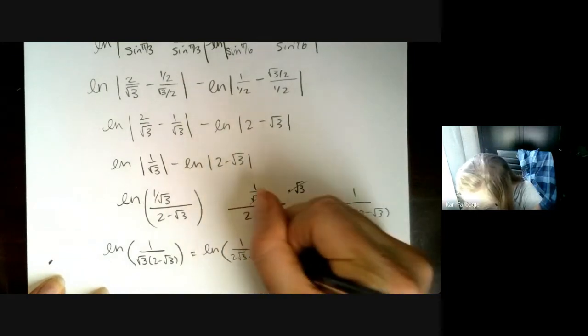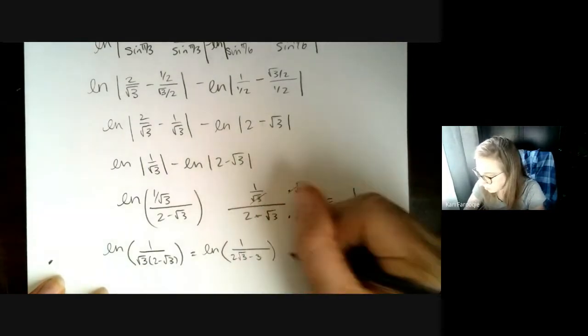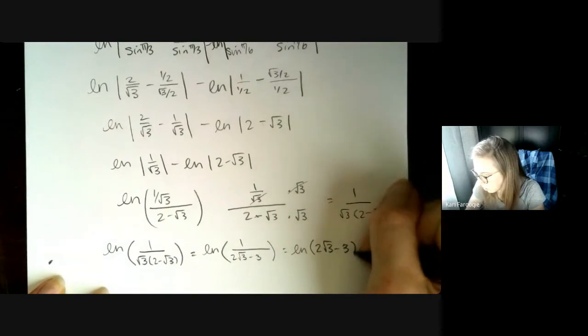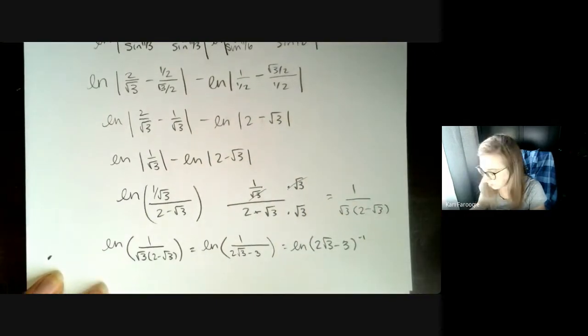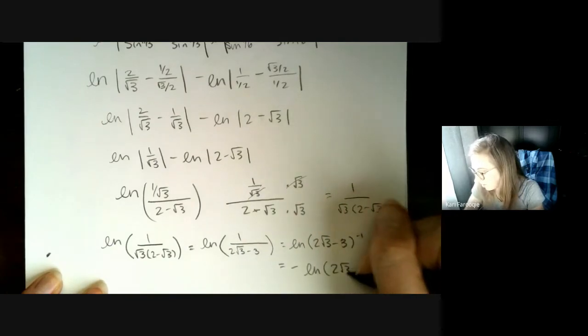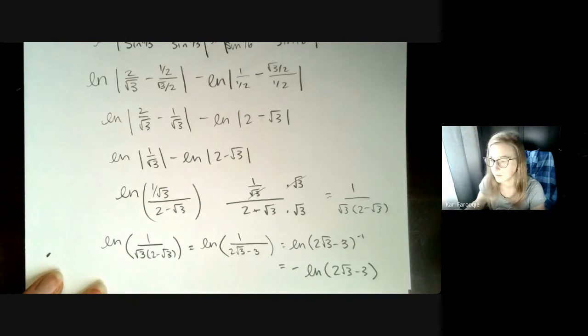I mean, really, you could go on for a long time doing stuff to this. This is in the denominator, so you could write it as a reciprocal to the negative first, and then you could use the power rule to bring that down. I mean, there's a lot you can do here.